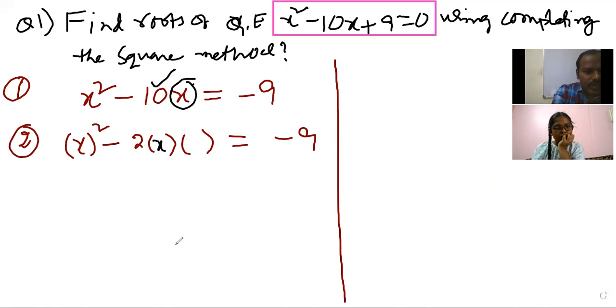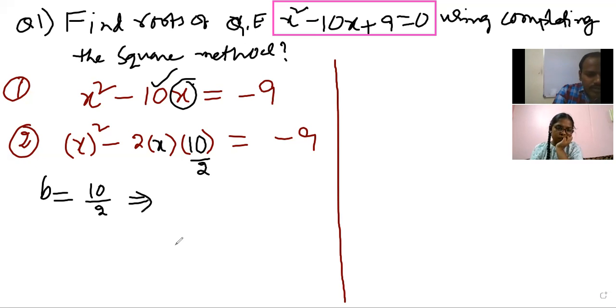what else do we have? We have 10, so write the 10. After that, write 2 in the denominator, always in the denominator. When you look at this, you can also check whether any cancellation is possible. When you compare this part with 2ab, we get b is equal to 10 by 2. After cancellation, 2 fives are 10, so we got b value 5.